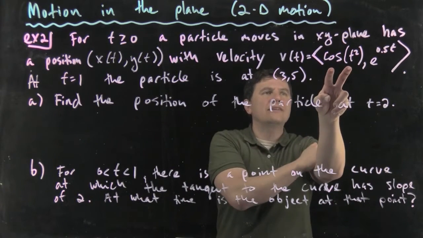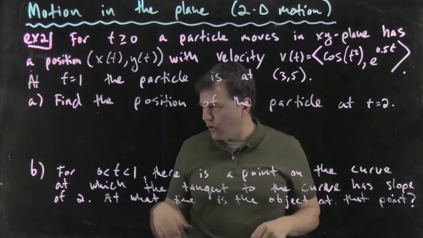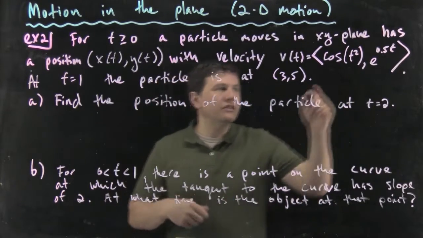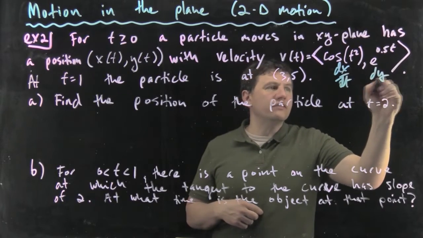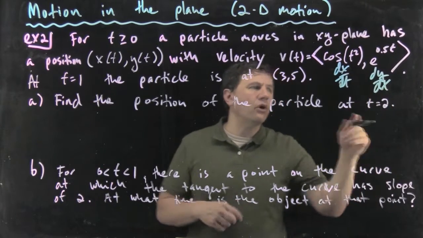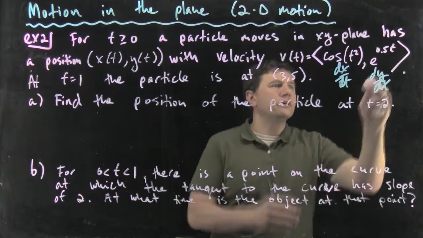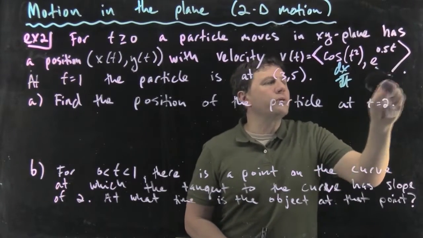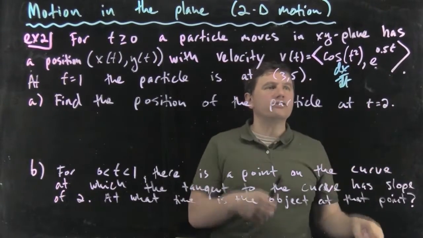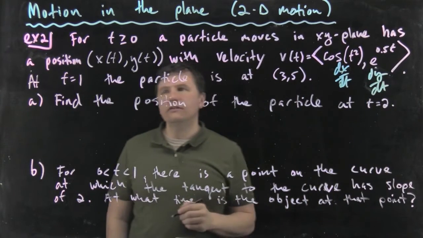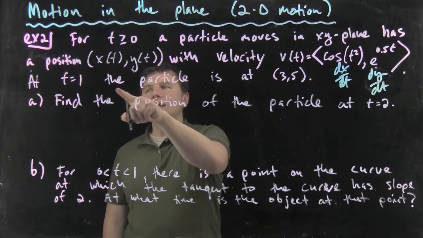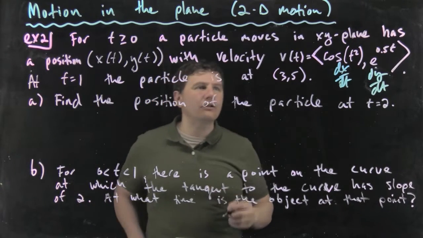So here is the x component. Realize we can think of this as dx over dt, and this as dy over dt. Sometimes they describe them that way, so don't be thrown off if instead of showing us specifically that it's a vector, they write dx over dt and dy over dt. At time t equals 1, the particle is at (3, 5).